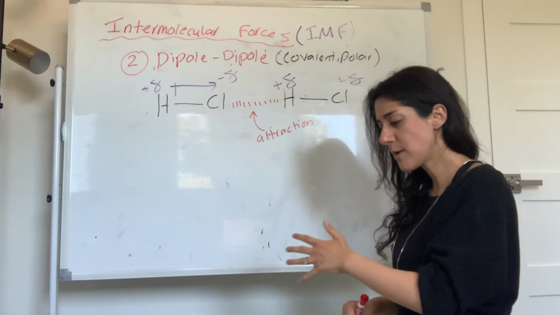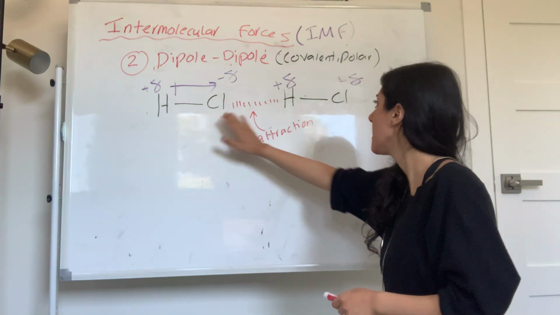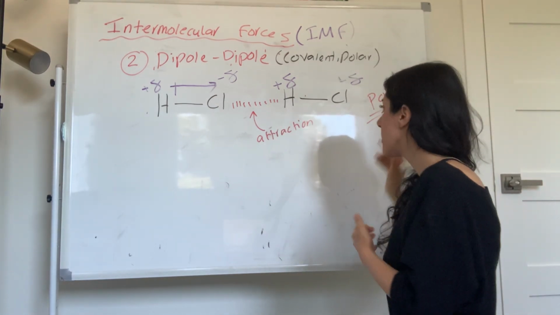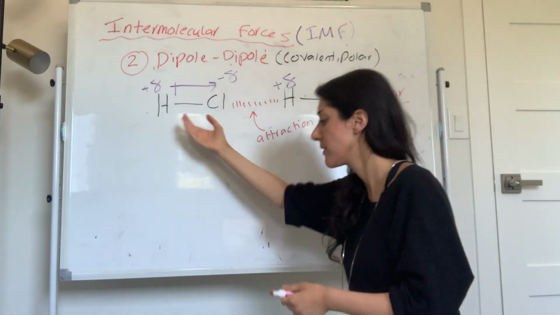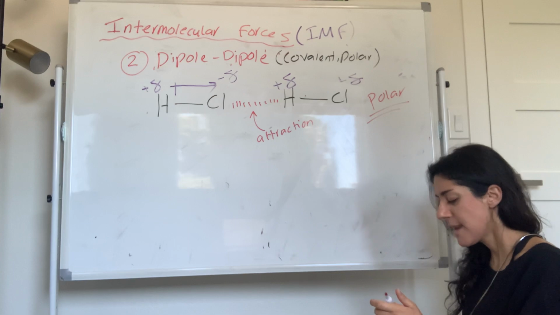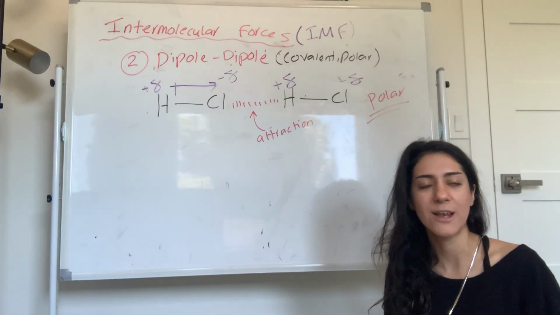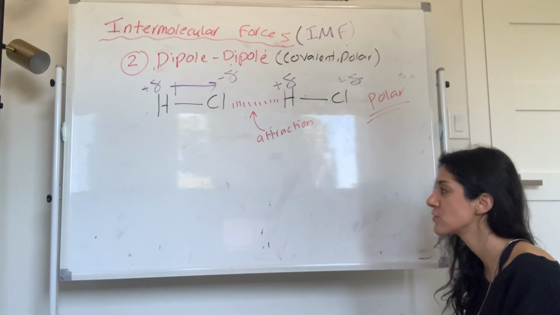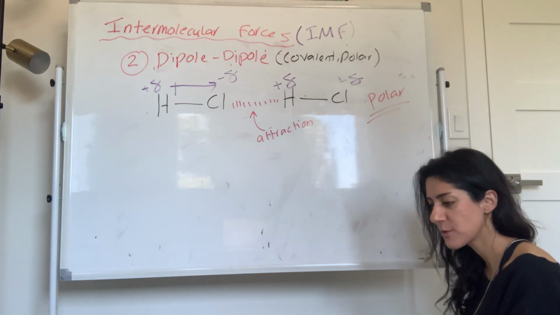Now, this has dipole because HCl is a polar molecule. HCl is a polar molecule because electrons are not distributed evenly. Now, if you don't remember polarity and Lewis structure, go back to that lecture to make sure you understand it. So far, so good? Okay.